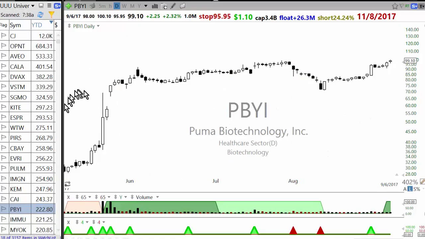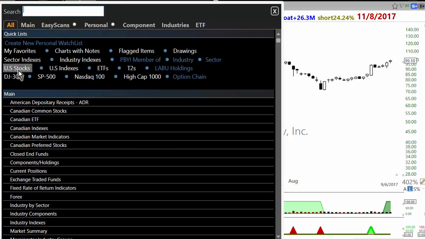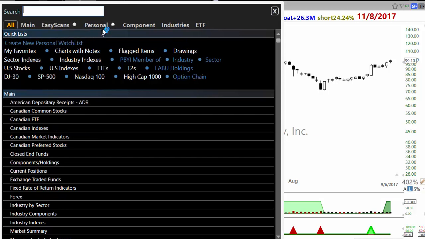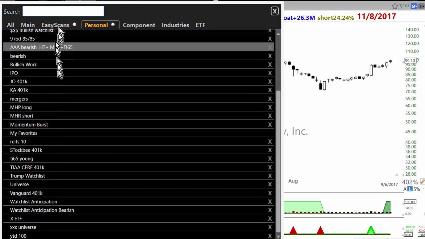So if you look at the total number of stocks which are traded, what I've done is basically taken all the stocks which are US stocks, ETFs, and American depository receipts and put it into one list, which is the universe.